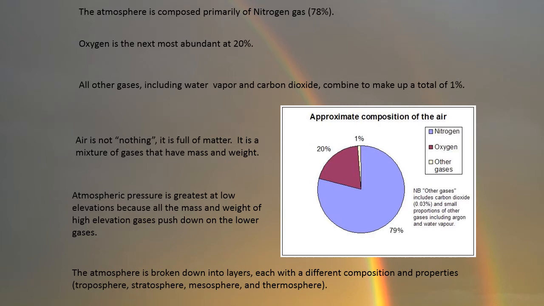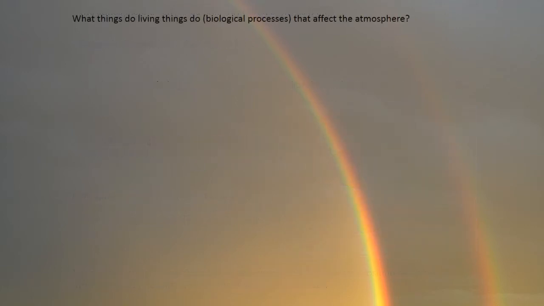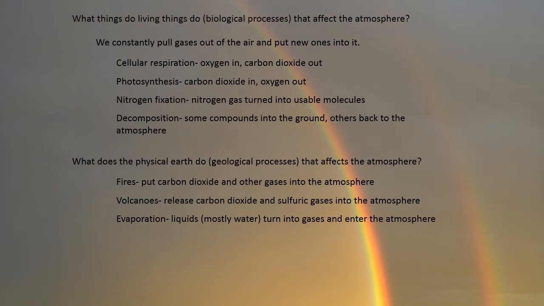It is actually a very dynamic mixture, broken down into different layers such as the troposphere, stratosphere, mesosphere, and thermosphere, each with their own composition and properties. Living things constantly change the chemical composition of the atmosphere, pulling out gases and putting new ones in. Several of the notable biological processes that influence the atmosphere are cellular respiration, photosynthesis, nitrogen fixation, and decomposition.